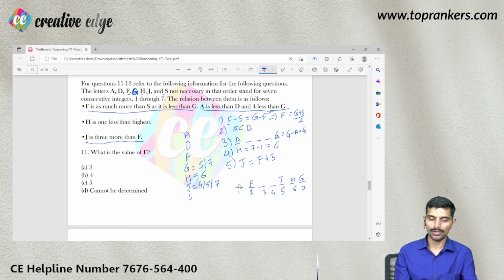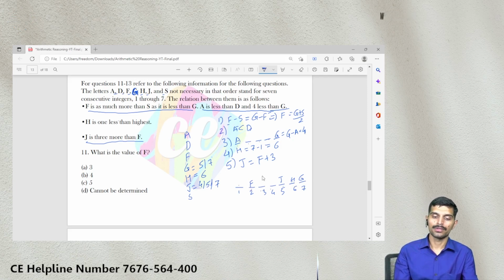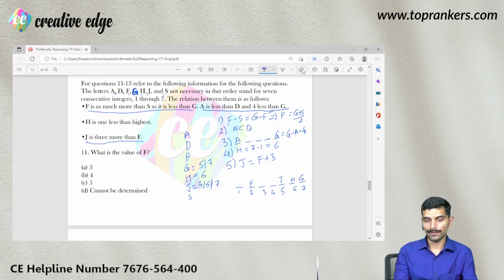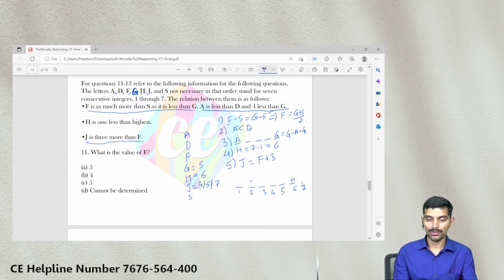So S can be here only. Then F minus S is 1 and G minus F is not 1. So G cannot be at 7. So for sure G cannot be at 7. Then G has to be on 5.